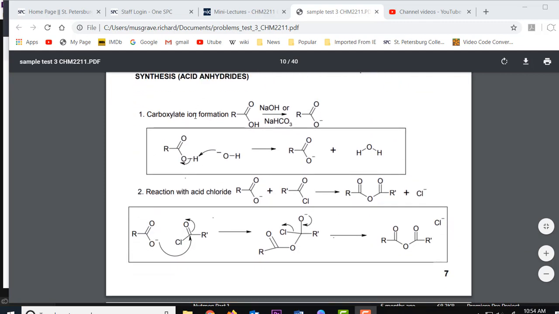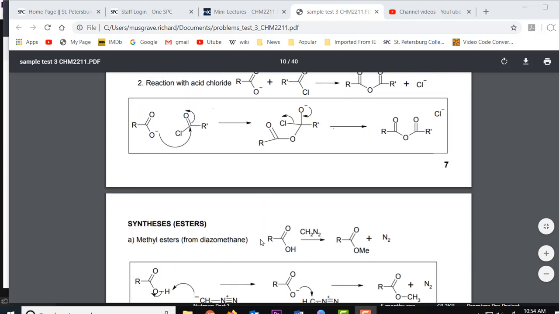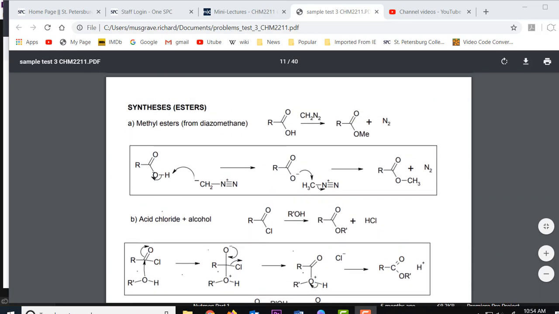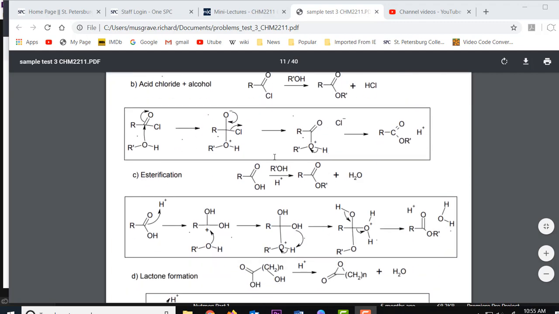In the synthesis of acid anhydrides, this first step with the carboxylate anion formation is oddball. This step here, where the negative charge comes in and kicks out the chlorine, that's going to be considered a basic mechanism. Methyl esters from diazomethane, that's going to be oddball. Acid chloride plus alcohol, that's going to be neutral.